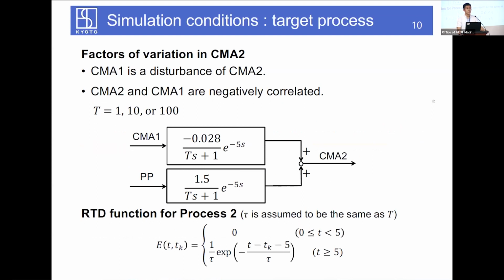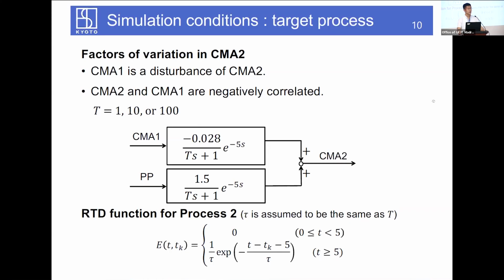I will explain the simulation we performed to evaluate the performance of the proposed method. First, CMA2 is influenced by CMA1 and the process parameter, PP. The transfer function shown in the figure was used as the transfer function to CMA2. CMA1 varies and is a disturbance to CMA2. From this transfer function, CMA2 and CMA1 are negatively correlated. In this transfer function, T represents a time constant, and three different values of 1, 10, and 100 were used in the simulation.